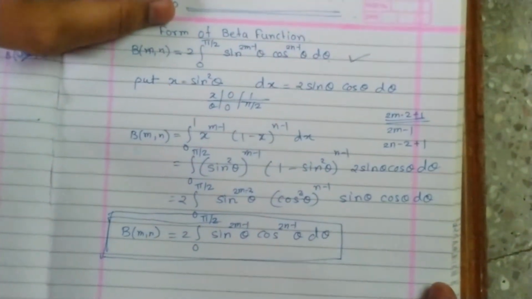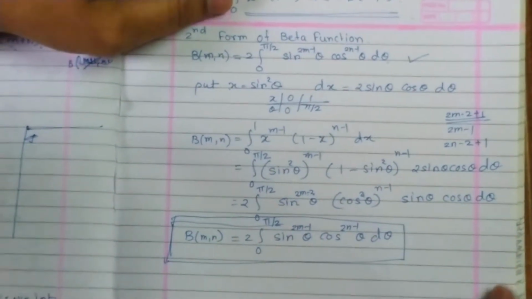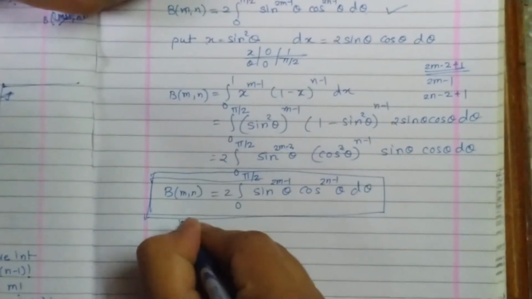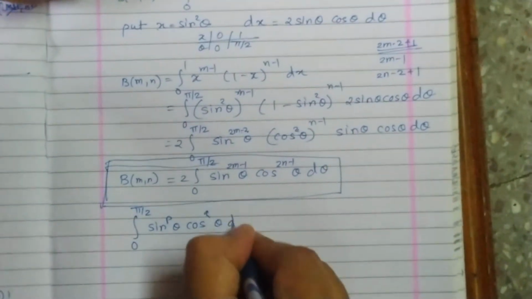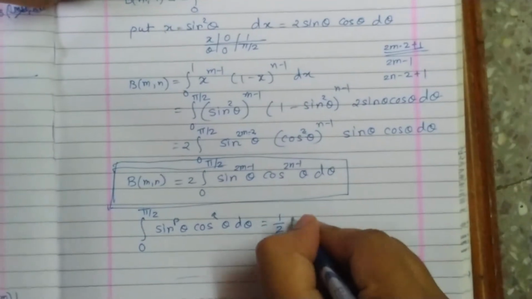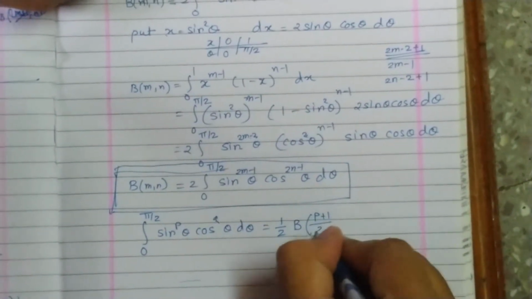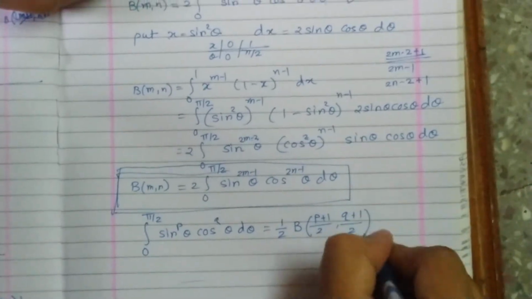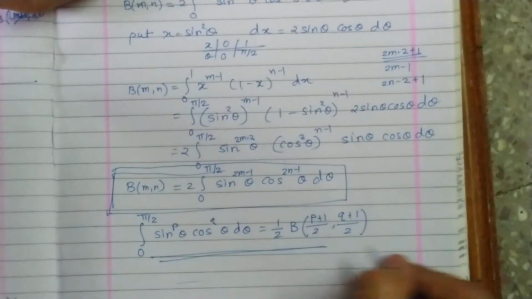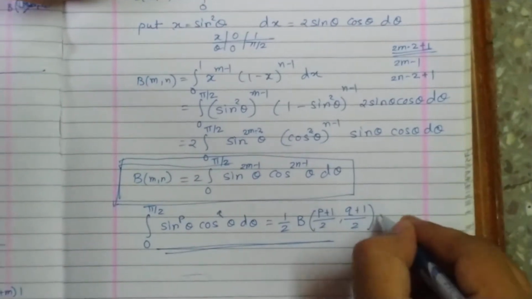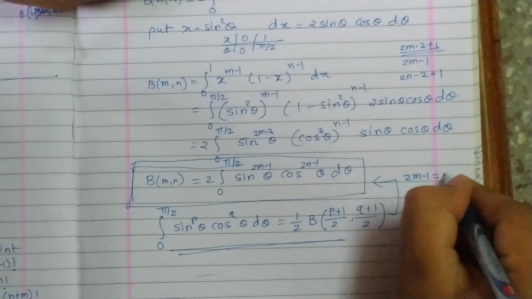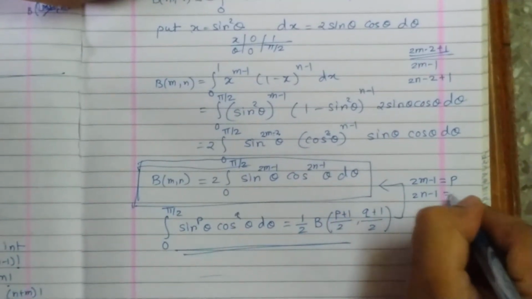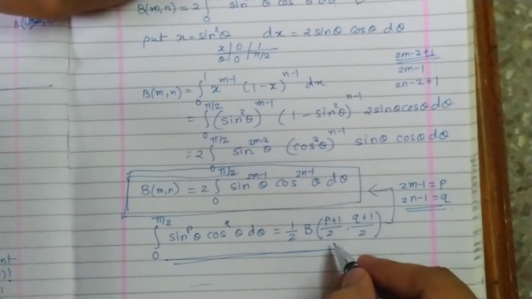Now what I am going to do is, this second form of the beta function can also be represented as integration from 0 to pi by 2 sine raised to p theta cos raised to q theta d theta is equal to 1 by 2 beta of (p plus 1) by 2 comma (q plus 1) by 2. This representation we are going to use for problem solving. Now it can be derived from here by substituting 2m minus 1 is equal to p and 2n minus 1 is equal to q. By making this substitution we achieve this.